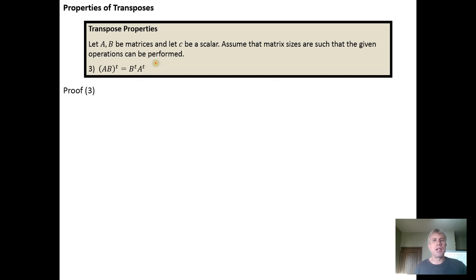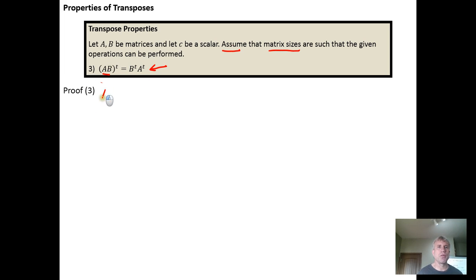So for this slide here, what we'll do is give a reasonably formal proof of property 3 so that you have an idea of what to do in the homework. So in the proof of 3, we want to prove that (AB) transpose equals B transpose A transpose. And of course what we need to do is assume that this product exists. Assume the matrix sizes are such that the given operations can be performed. We need the same number of columns as we have rows, or we can't take the dot product to do the product. So we're going to make that assumption.